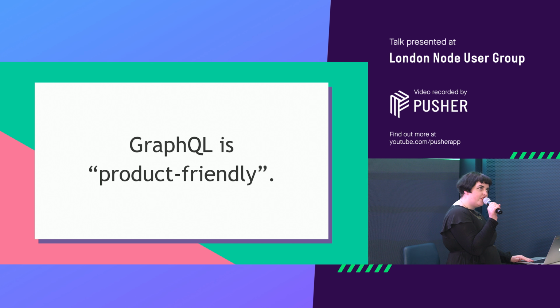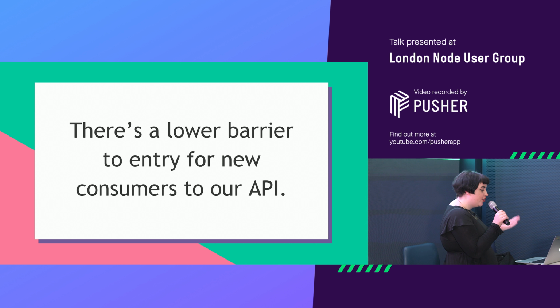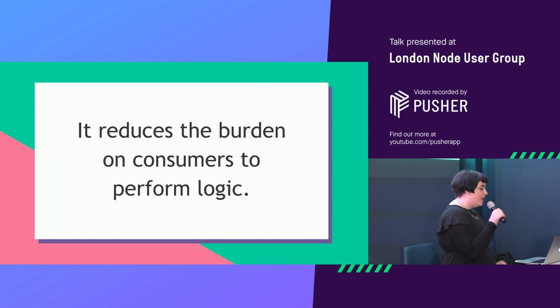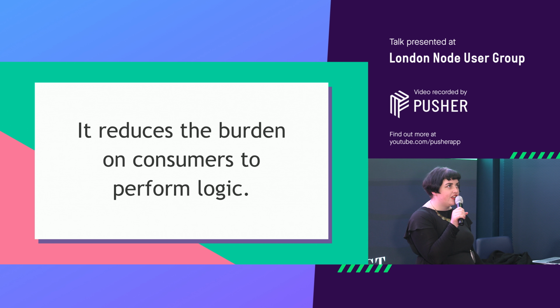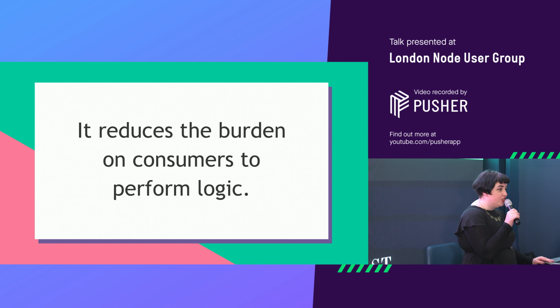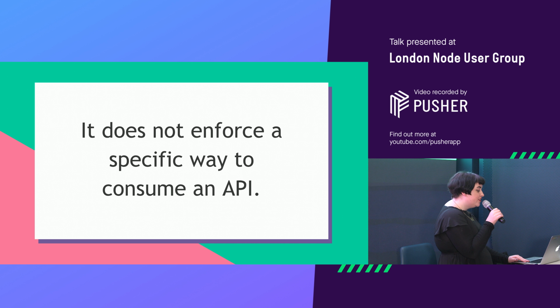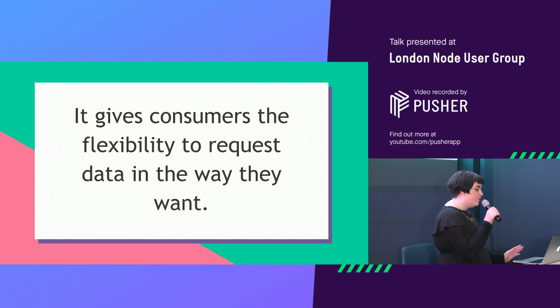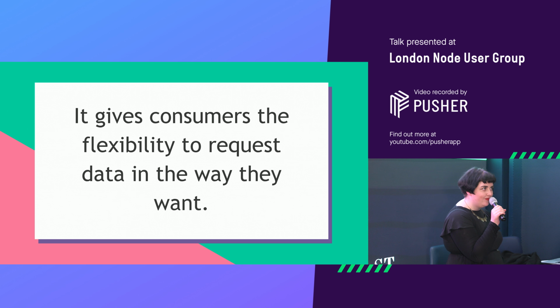The good thing is that GraphQL is what I would call product friendly, by which I mean there's a lower barrier to entry for new consumers of an API. It reduces the burden on consumers to perform logic because it's all done in the GraphQL layer, which shields consumers from all of the gluing together of requests. It does not enforce a specific way to consume an API, which gives consumers the flexibility to request data in the way that they want it.